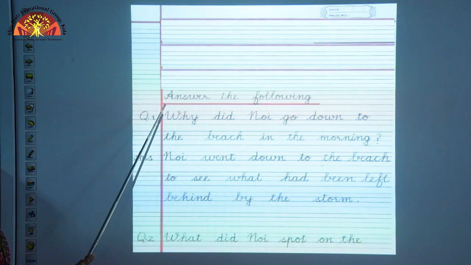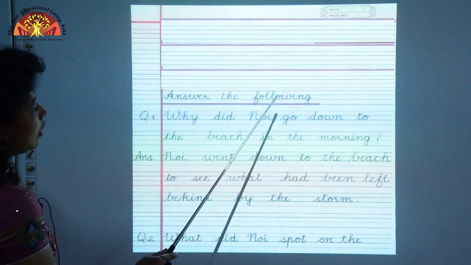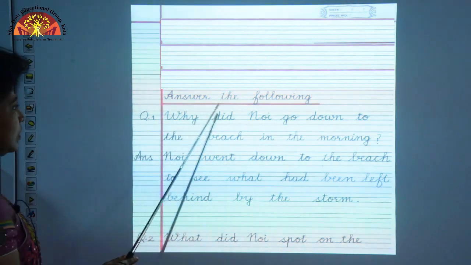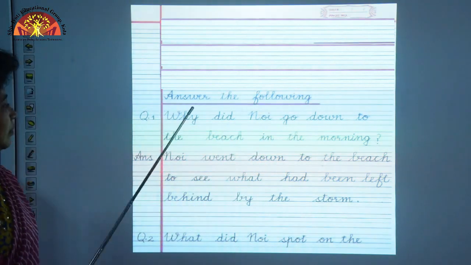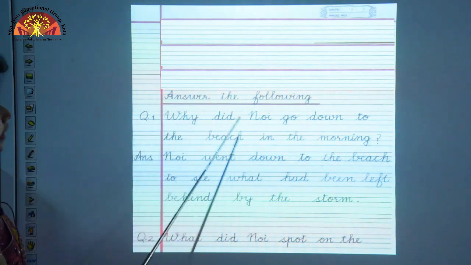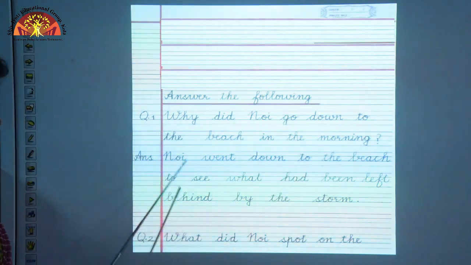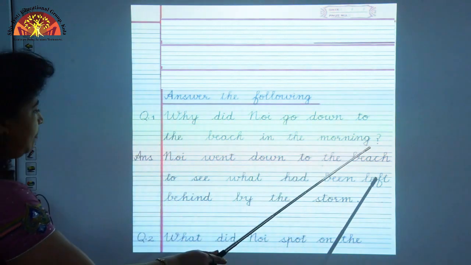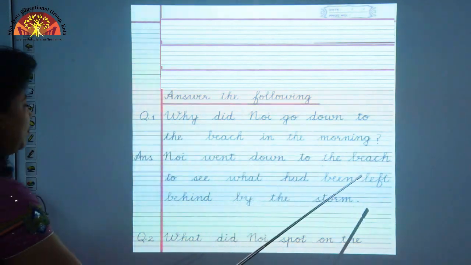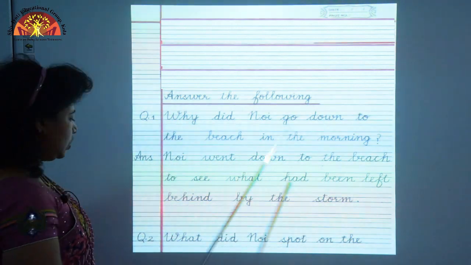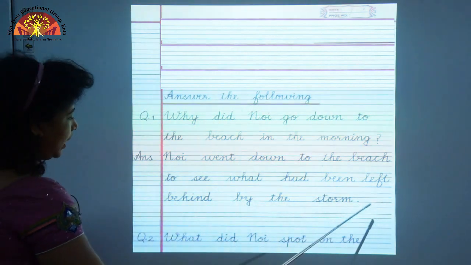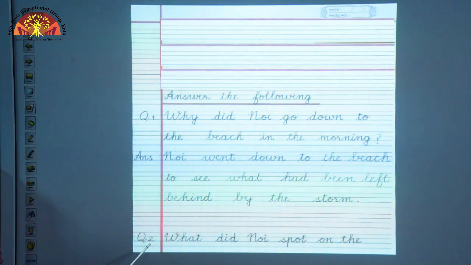Then in the next line, write answer the following. Underline this also in red. So let's come to question 1. Why did Noe go down to the beach in the morning? Answer. Noe went down to the beach to see what had been left behind by the storm. Leave a line, okay, and let's start question 2.